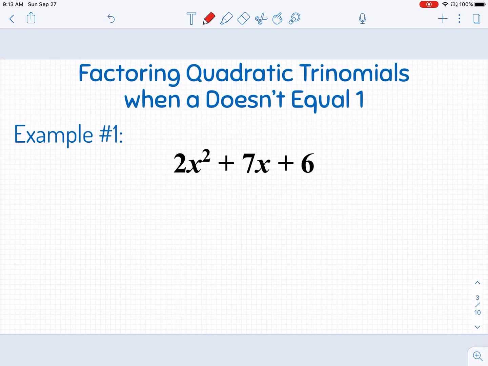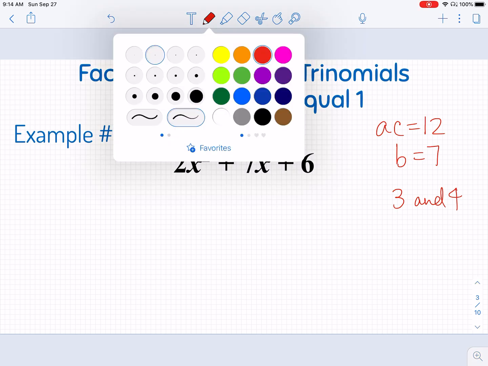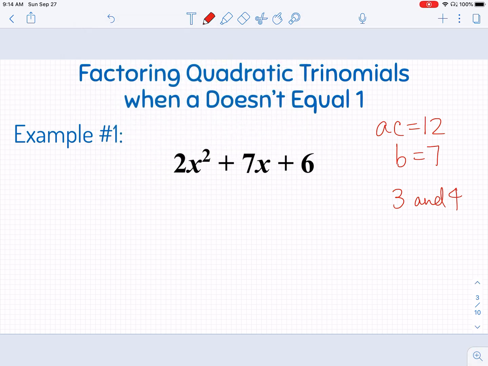So in this example, we are going to start in the same place that we started last week. We're going to say, okay, a doesn't equal 1, so I can't just jump to fast factoring. I need to find factors of 12 with a sum of 7. So I know those are 3 and 4. So if I were to break apart that 7, I could break the 7x into 4x and 3x, or vice versa.